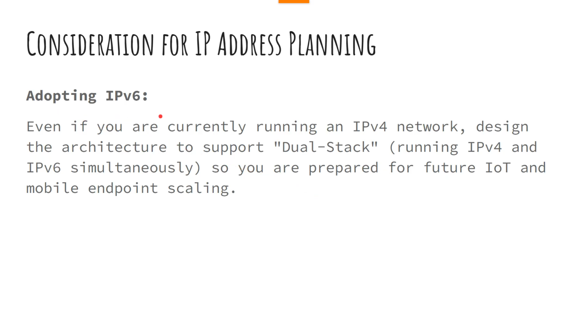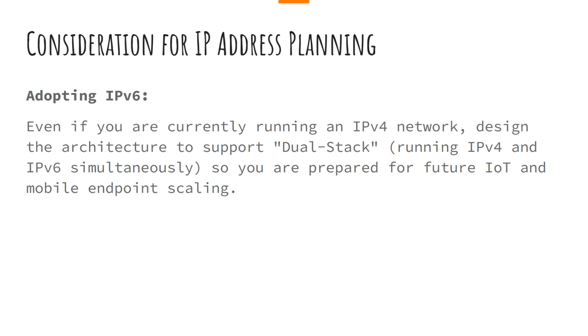Adopting IPv6. Even if you are currently running on an IPv4 network, design the architecture to support dual stack, running IPv4 and IPv6 simultaneously, so that you are prepared for future IoT and mobile endpoint scaling. Now, as IoT devices and mobile devices are increasing, these devices also require IP addresses, and most of these devices would require a large number of IP addresses.